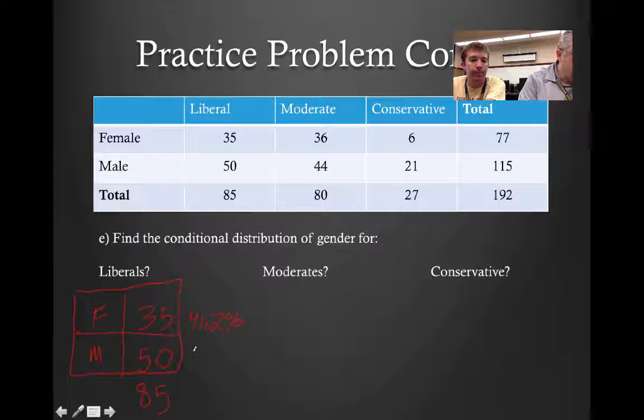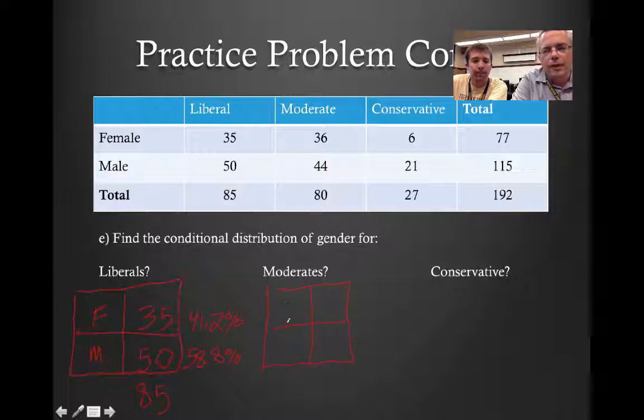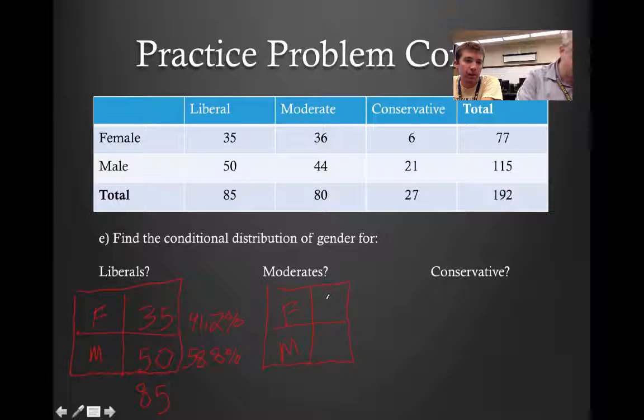Okay, and then for males, 58.8%. Okay, perfect. Got a lot of liberal males there. All right, moderates. This will be the second column. So again, we're finding the distribution for gender, so the categories are female and male. 36 females and 44 males.